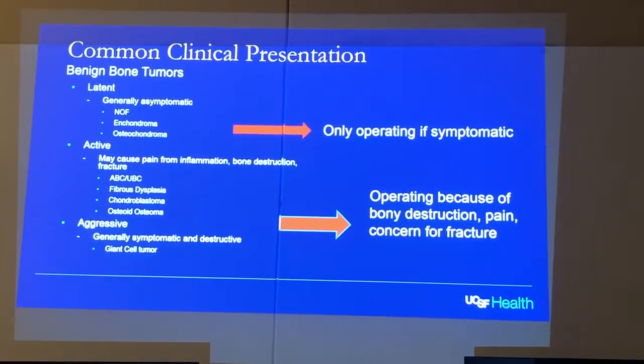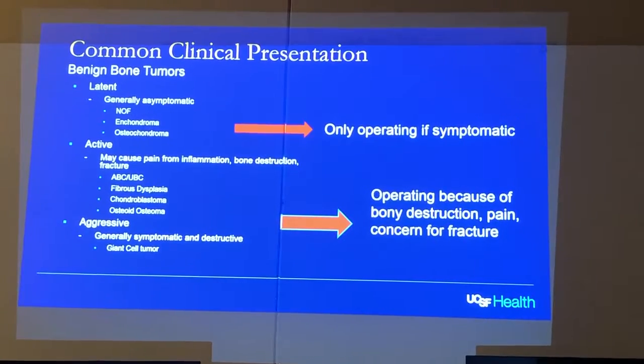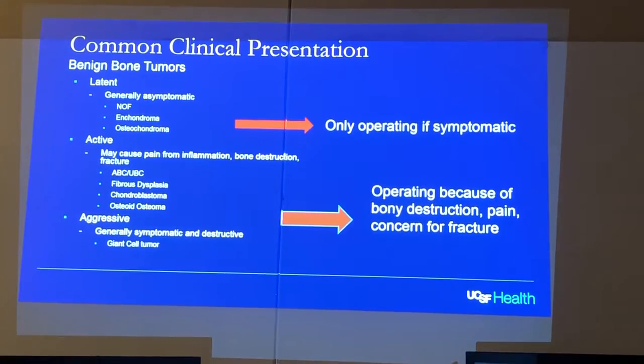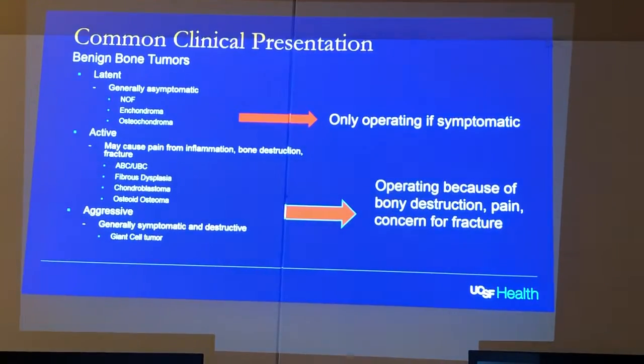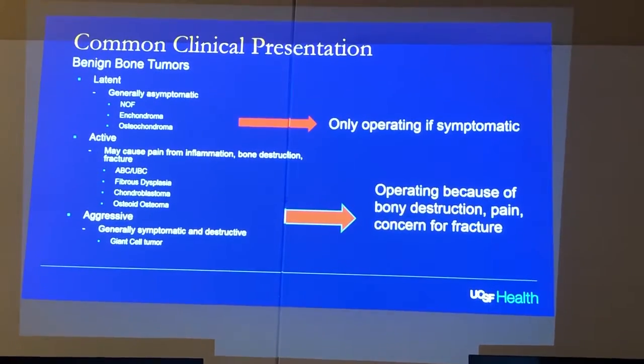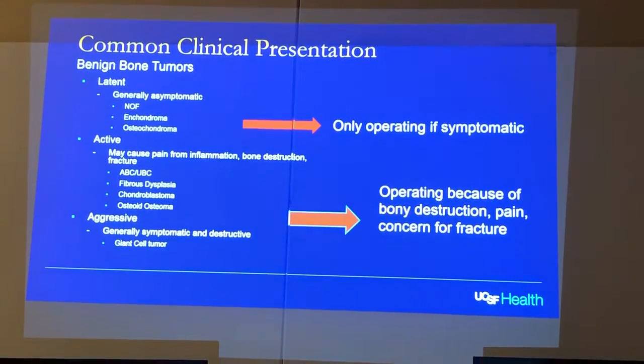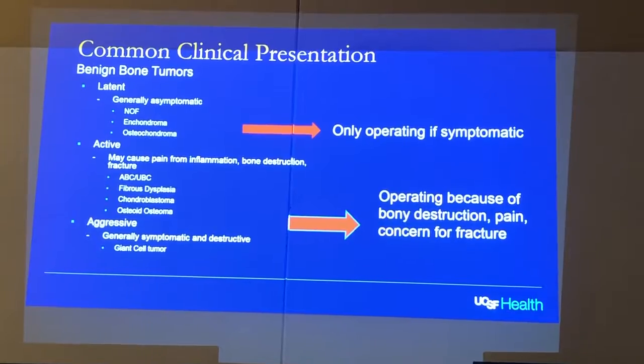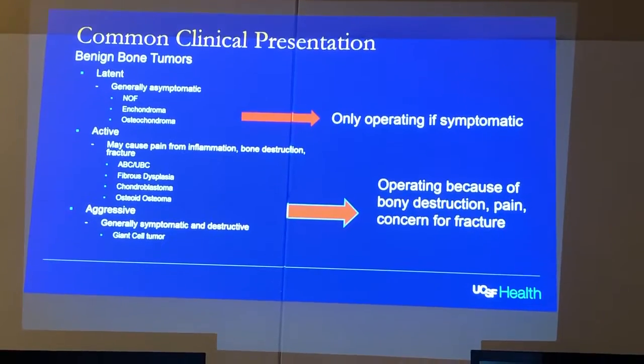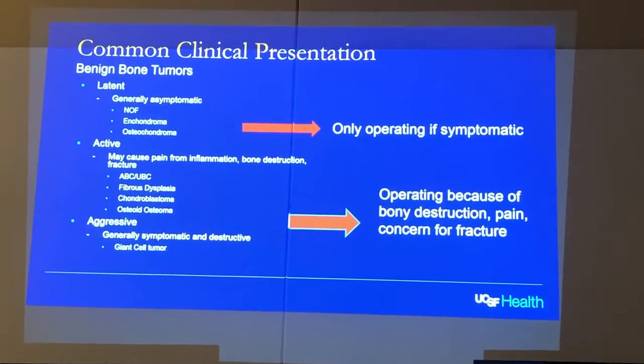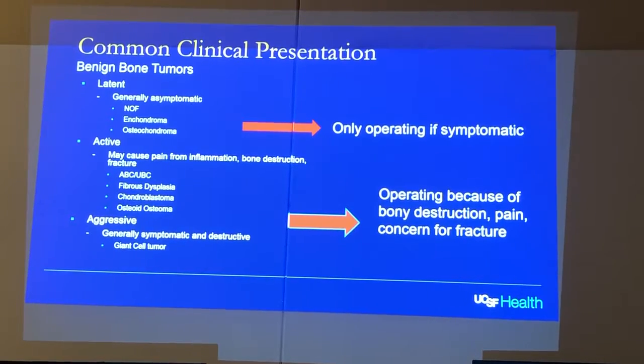Oftentimes, these are probably more common on the pediatric side. Some of these bone cysts, like aneurysmal bone cysts, something called chondroblastoma, these kind of things we're operating on more often in kids because they do have these active benign tumors. Because if we don't treat them, they'll just keep getting larger until the bone breaks.